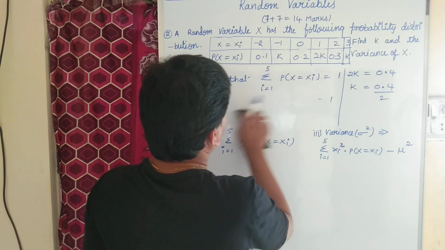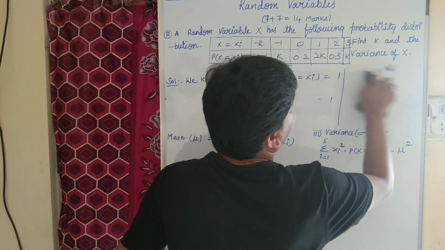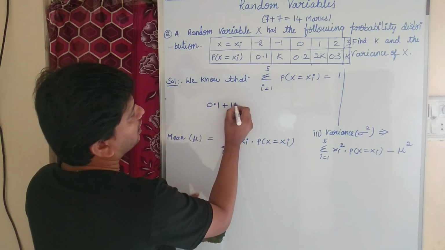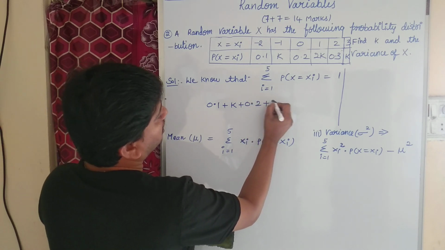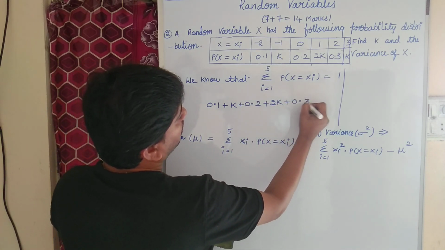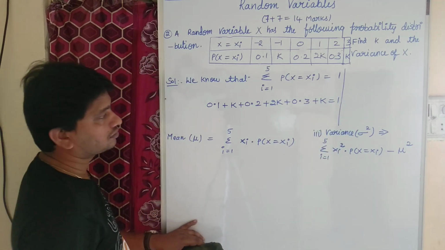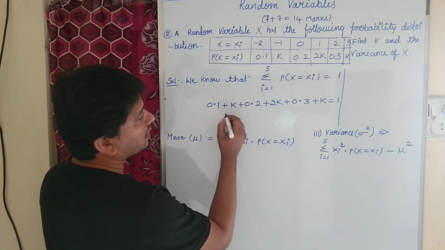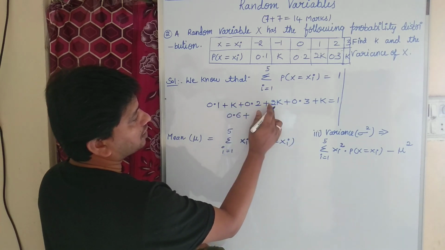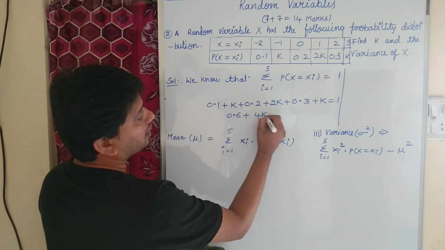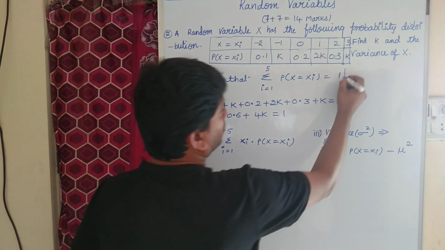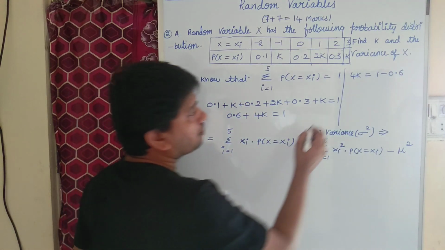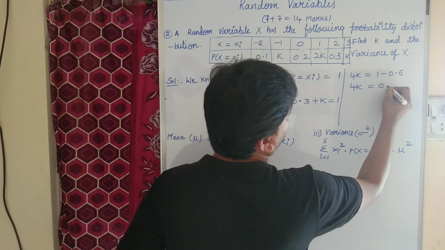Okay, let us do once again. Sorry. So we have 0.1 plus k plus 0.2 plus 2k plus 0.3 plus k equal to 1. 0.1 plus 0.2 is 0.3, 0.3 plus 0.3, 0.6, plus 3k plus k, 4k equal to 1, right? Now 4k equal to 1 minus 0.6, which is equal to 0.4.